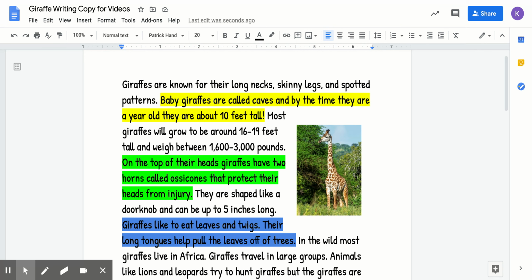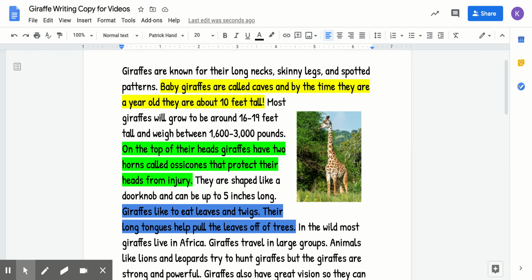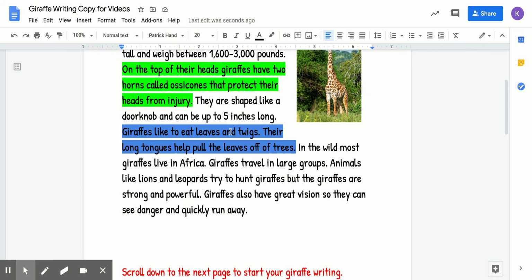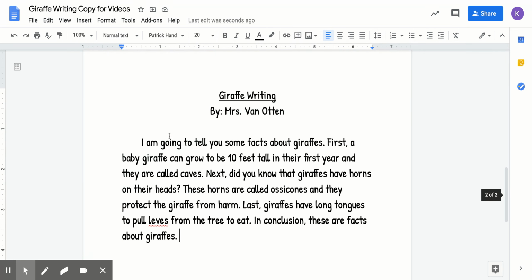Just a quick review of what we've done for this week: on the first day, we read through our article and we highlighted 3 details that we liked. Then on the second day, we reviewed our first detail and we wrote our first sentence, which is called an introduction. You introduced your writing to your reader, telling them what you're going to write about. Then we wrote our first detail.